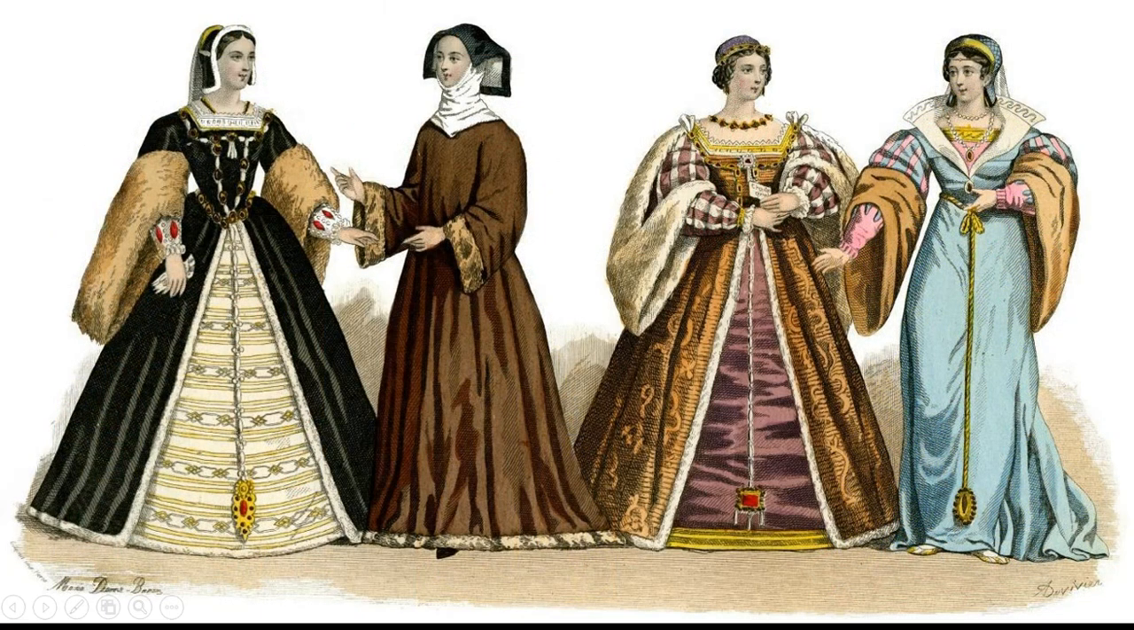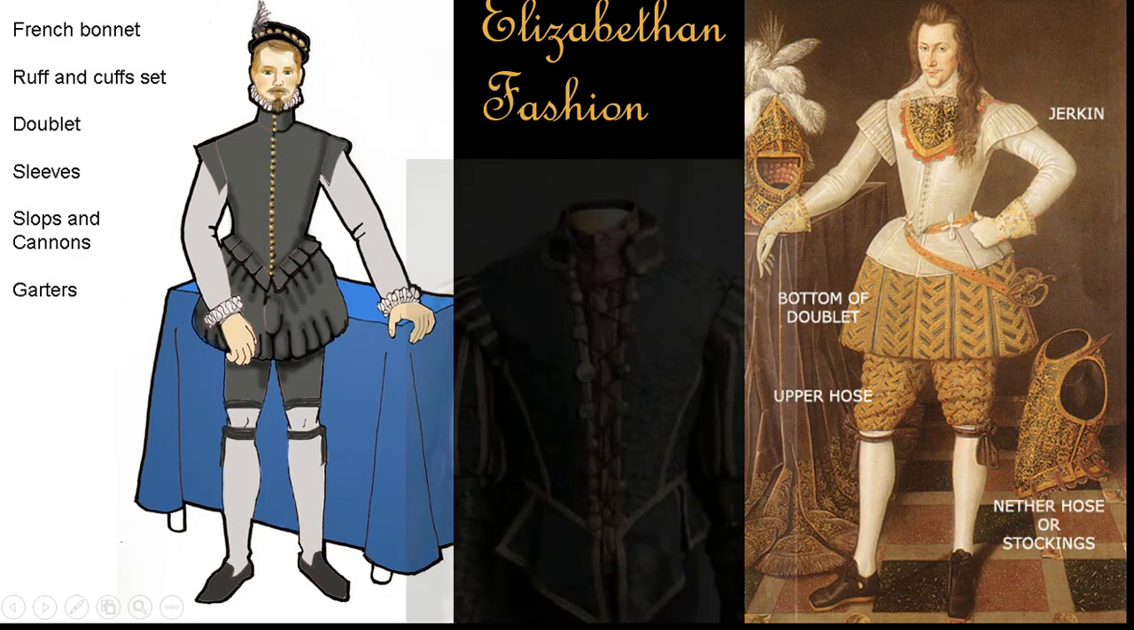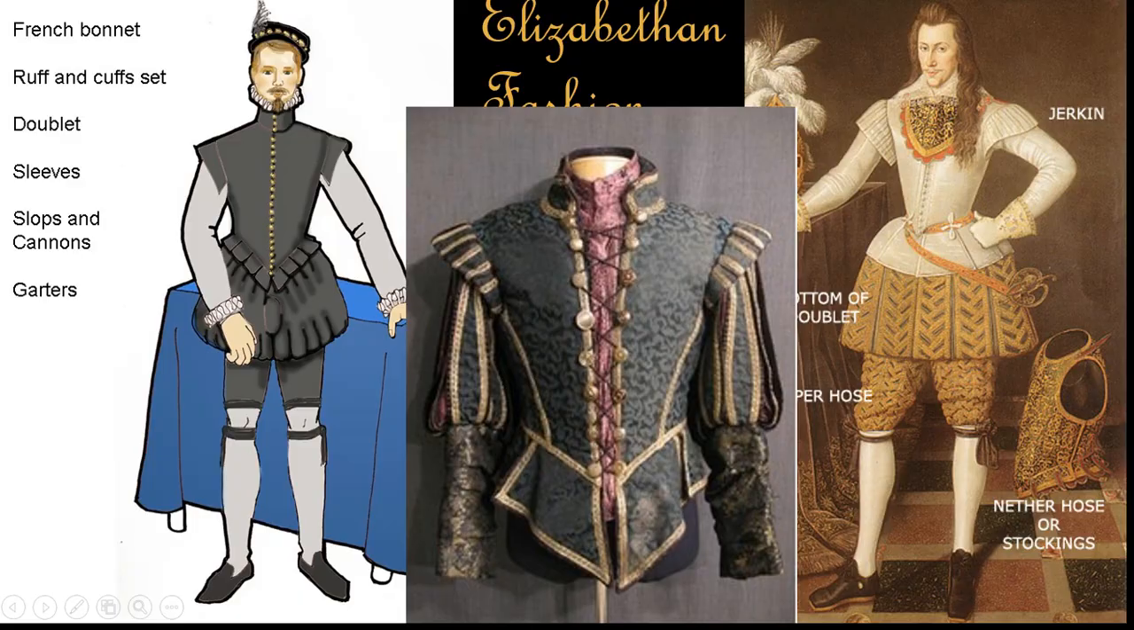Here we see some different versions of the fashion. In the men, we can see the doublet and the pantaloons and things like this. The hose, the stockings, something called a jerkin. This is one like you would see in a Shakespeare play.